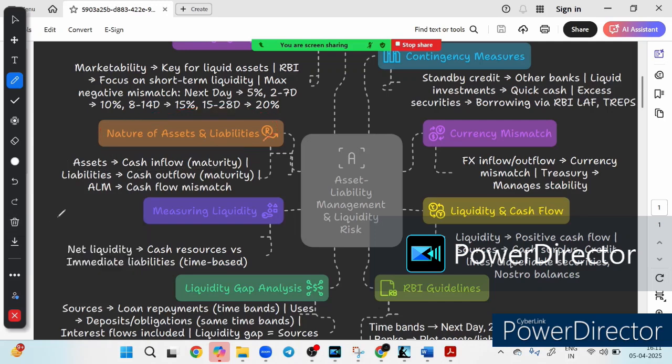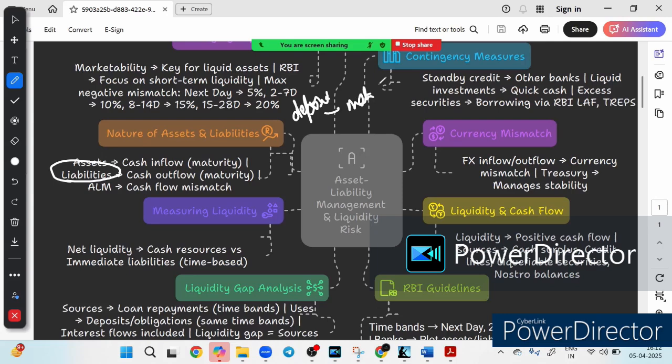And if we talk about liabilities, you can think of liabilities as obligations. Suppose any kind of deposit matures, so when the deposit matures, money will flow out. So that is called liability.